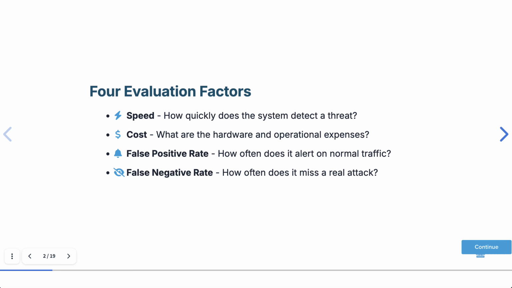No single method excels in all 4 areas, so choosing the right approach depends on an organization's specific needs. Let's take a look at each of these factors a bit more.